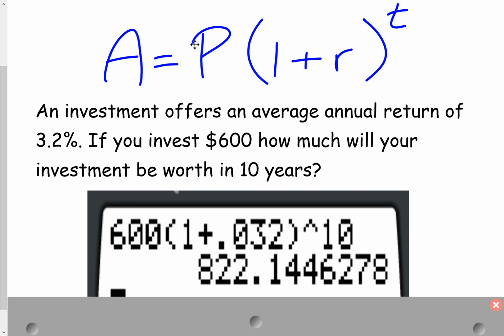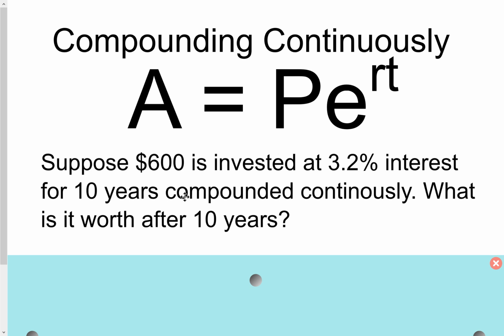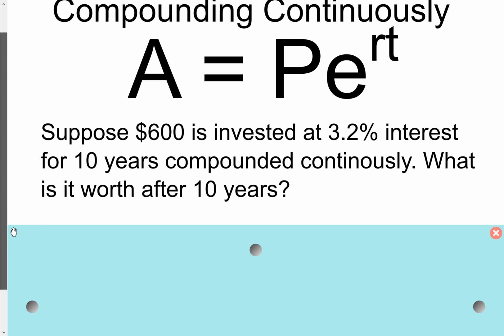So this is kind of nothing new. It's the equation we've used before. Then there's compounding continuously. So not waiting till the end of the year, compounding every millisecond. This is where this goofy number e comes from. By the way, there'll be an extra credit homework video if you watch the history of this number. I've got it loaded up on an Edpuzzle, so a chance to get an extra credit point if you watch it. So suppose $600, same as before, is invested at 3.2%, same interest rate, for 10 years, compounded continuously. What will it be worth in 10 years?